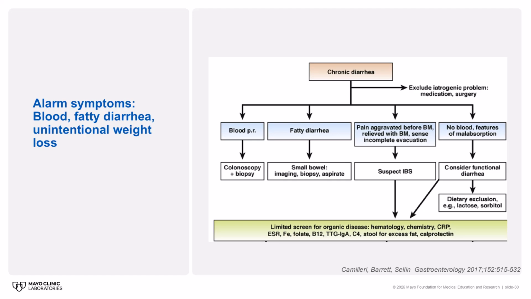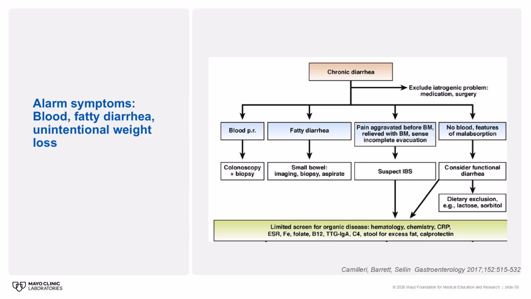If they have indicators of fatty diarrhea, then we're going to do small bowel biopsies, imaging, biopsies, and aspirates for bacterial overgrowth. If they don't have any of these features, and they don't have any unintentional weight loss, then we're suspecting either irritable bowel syndrome with diarrhea or chronic functional diarrhea.